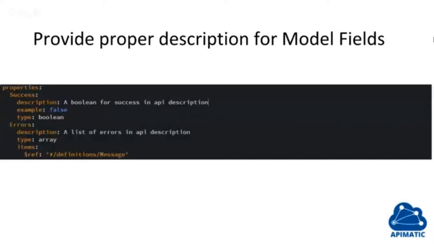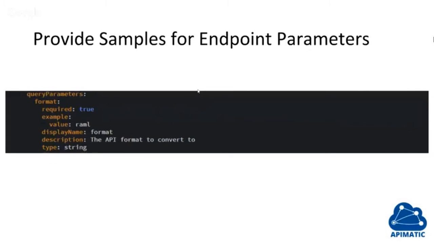Similarly, we have a list, an array type known as errors. The description tells what the errors are and what list of errors there were in this API. Again, these are very straightforward examples, but as you have more complex model types and their fields, a good description goes a long way in telling the developer or the person reading your document what this model basically does.